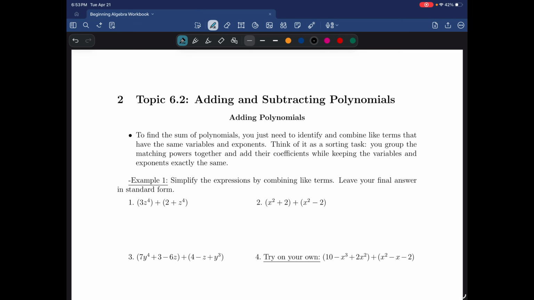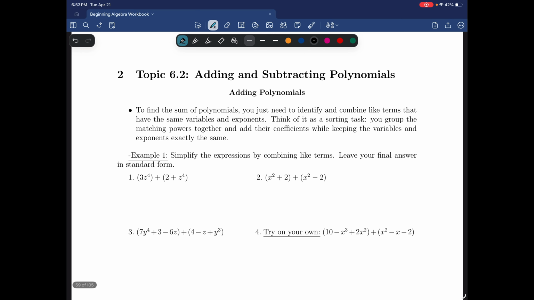Now that we have talked about the different parts of a polynomial and what exactly like terms are within a polynomial, we can now talk about adding and subtracting polynomials. So let's first look into adding polynomials.